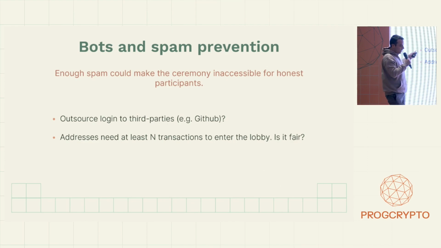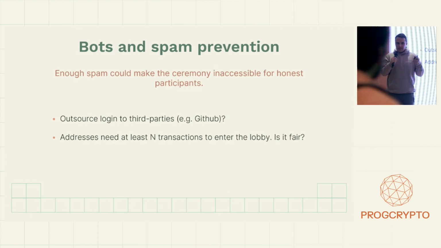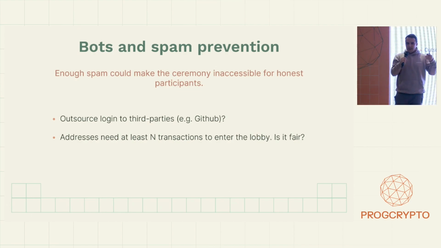Another mechanism that we used was that addresses needed at least n transactions to participate. At the beginning, I think there was a requirement of 6 transactions to participate, and later, no wait, I think it was 32, and then we kept lowering it until everyone could participate. But at the end of the day, if I am new to Ethereum and I don't have transactions on the mainnet, I could not have participated in the KZG ceremony. So I don't know how fair that is.